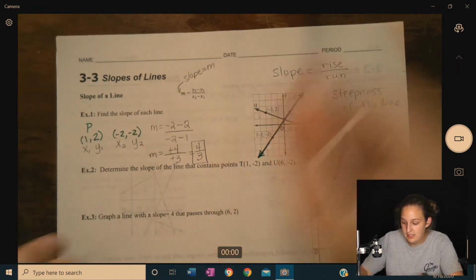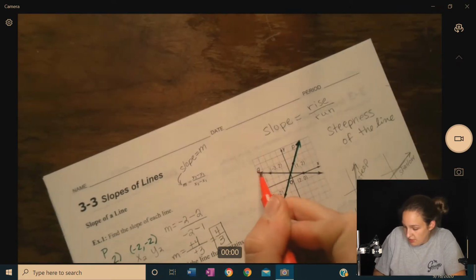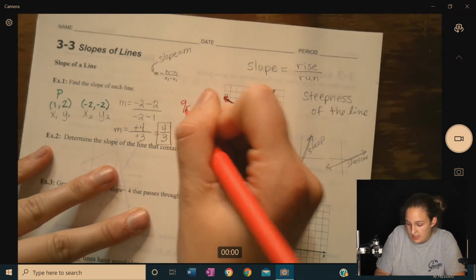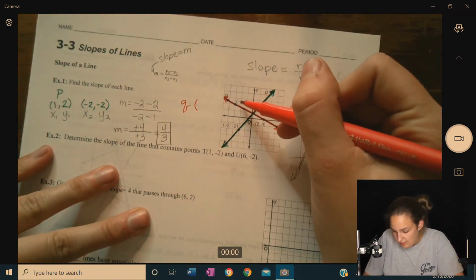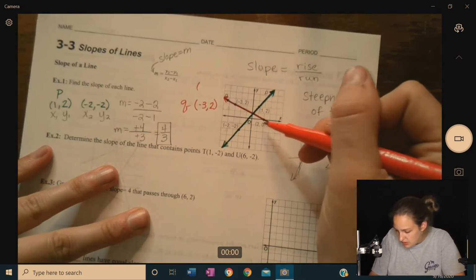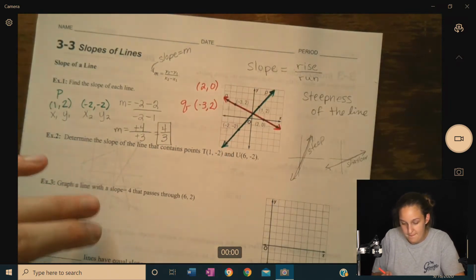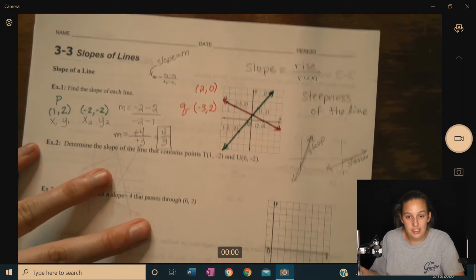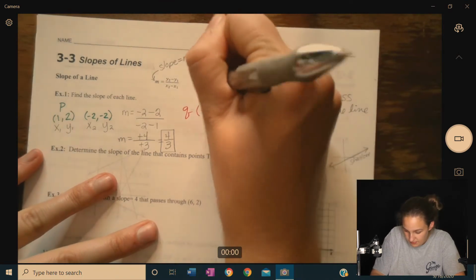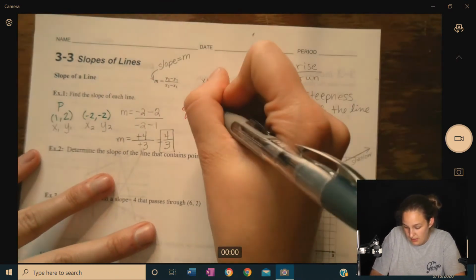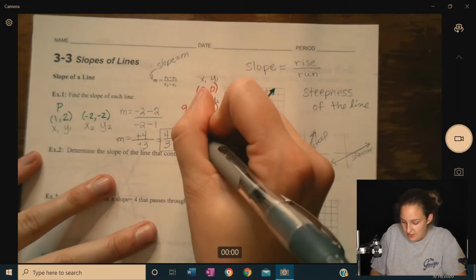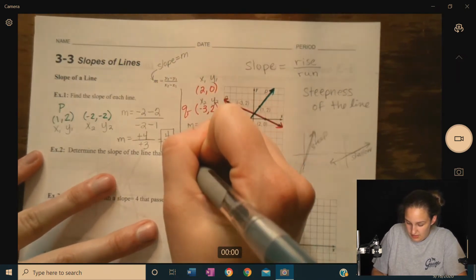If we wanted to find line Q, so this line right here, Q has the ordered pairs negative 3, 2, and 2, 0. All right, pick one of your points to be x1 and the other to be x2, so x1, y1, and x2, y2. And then plug that into your equation. And let me draw a line here so we don't get these confused.